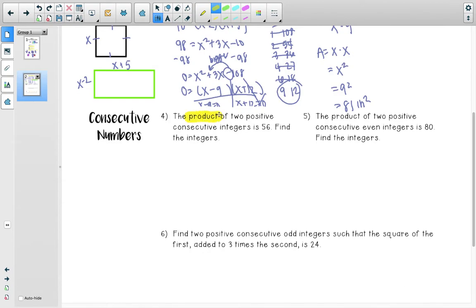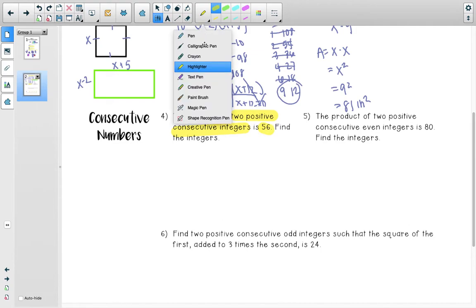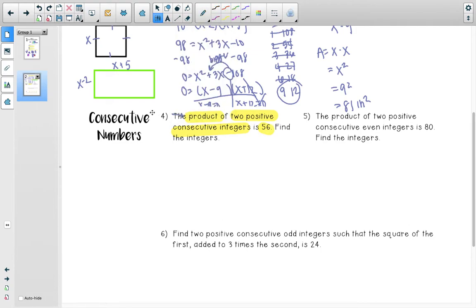We have product of 2 positive consecutive integers equaling 56. So we have to remember that product means multiplication, right? So we're multiplying something. 2 positive, the positive is just saying that we're not dealing with negative numbers, consecutive integers. So let's make x our first number. Well, if it's consecutive, what happens? Well, say if our first number was 1, the next number would be 2. So what happened there? You added 1. So x plus 1 would be the second number, okay?